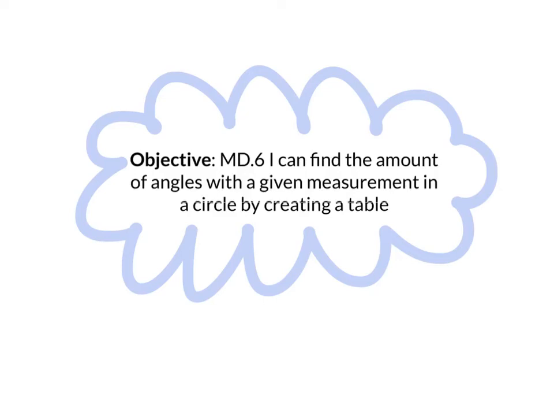Today's objective is I can find the amount of angles within a given measurement in a circle by creating a table. So we're looking at the amount of angles with a given measurement in a circle by creating a table.